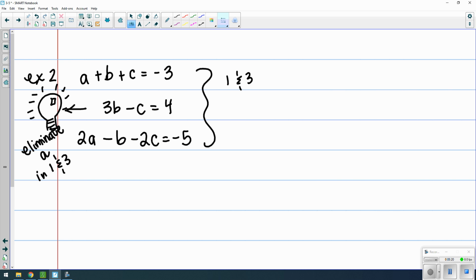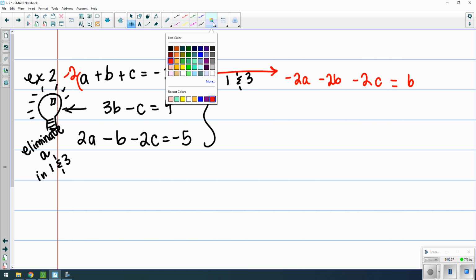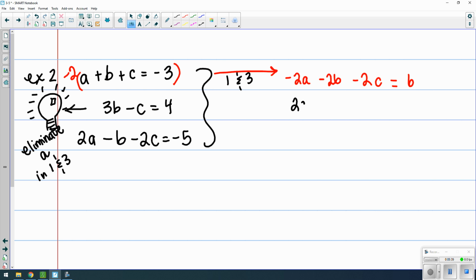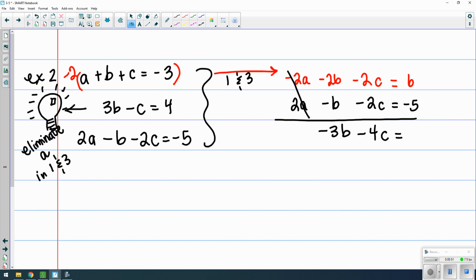Why don't we multiply the top equation by -2? Remember, we need to multiply the entire thing by -2, which is going to give me -2a, -2b, -2c equals +6. Combine that with equation 3, 2a minus b minus 2c is equal to -5. Add these together. -3b minus 4c is equal to +1.